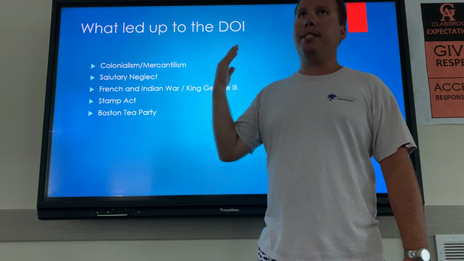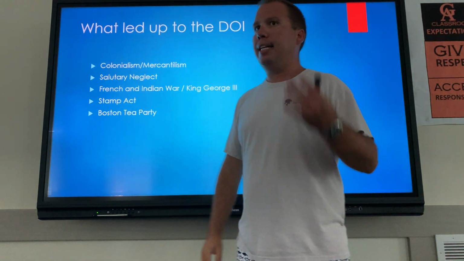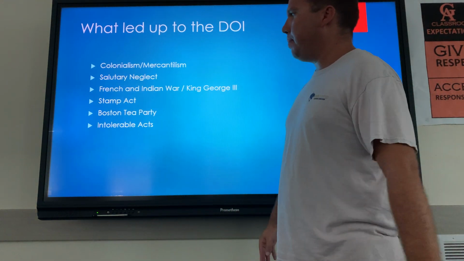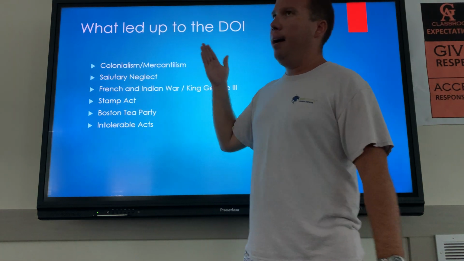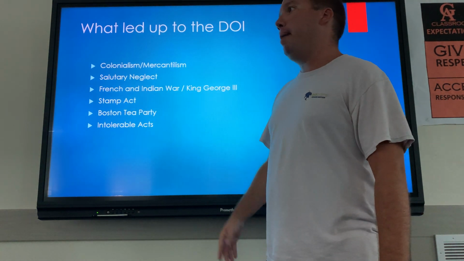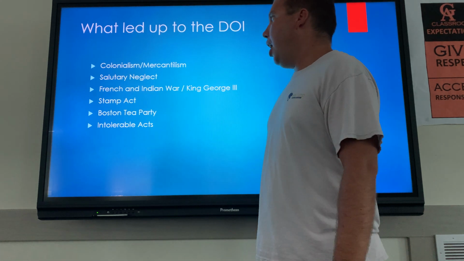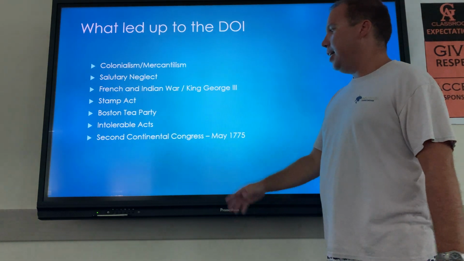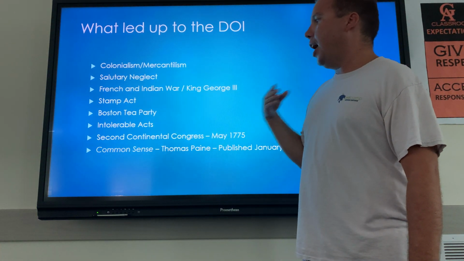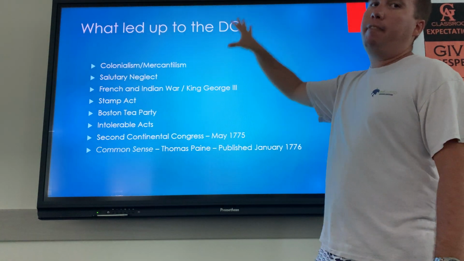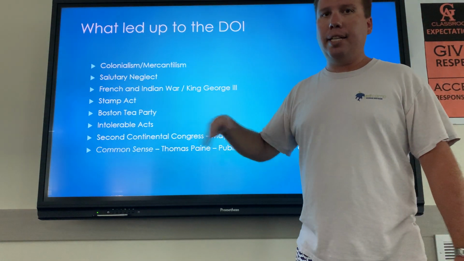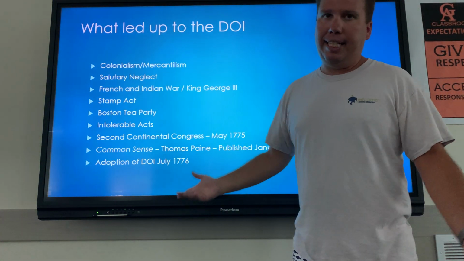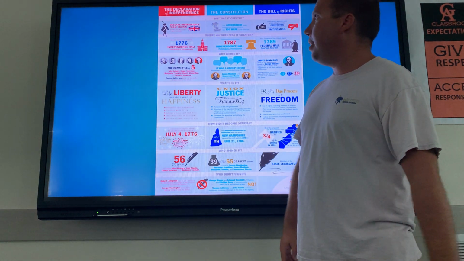That led up to kind of the Boston Tea Party. They had the Tea Act, the Sugar Act, the Stamp Act. There were a bunch of different taxes that really got all of the colonists fired up about different things. After the Boston Tea Party, the Intolerable Acts were passed by King George, or by Parliament and King George. And that eventually led to the Second Continental Congress forming. Common Sense was written by Thomas Paine. Again, this is a very much intro day. We're going to talk about a lot of this stuff as we go. And then we had the adoption of the Declaration of Independence on July 4th, 1776.